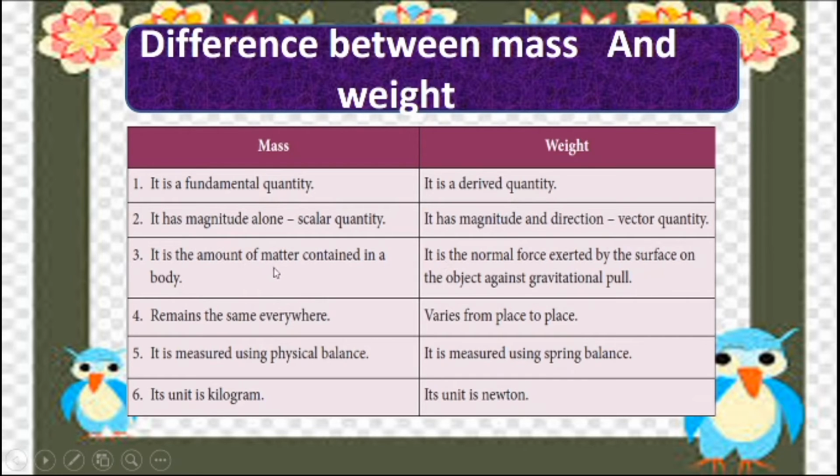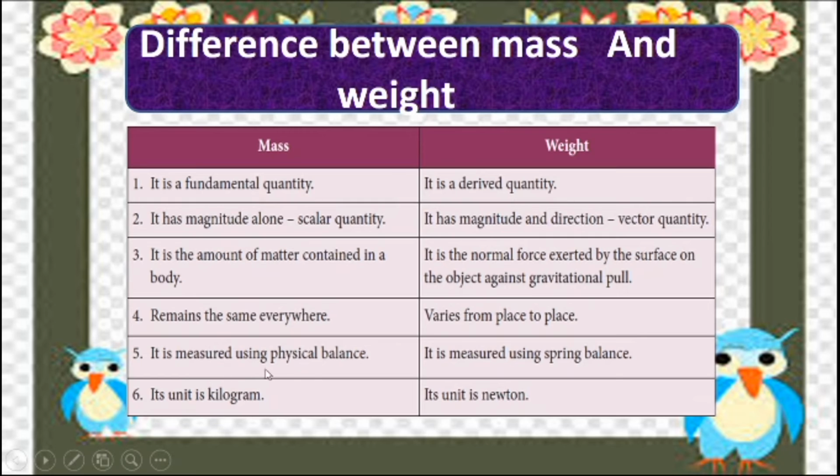Mass is the amount of matter contained in a body. Weight is the normal force exerted by the surface on the object against gravitational pull. Mass remains the same everywhere. Weight varies from place to place. Why does weight vary from place to place? The reason is that the acceleration due to gravity changes from place to place. That's why the weight also varies from place to place.